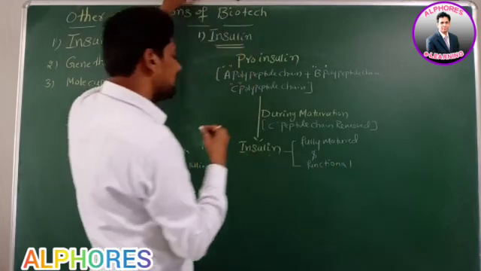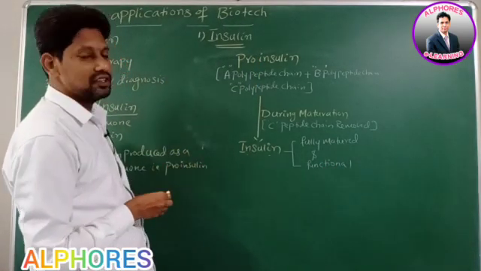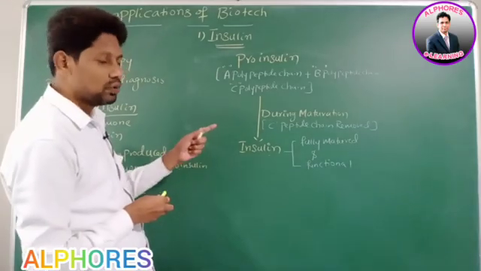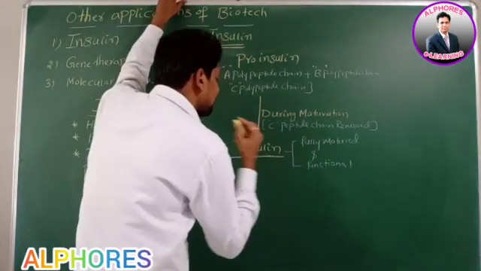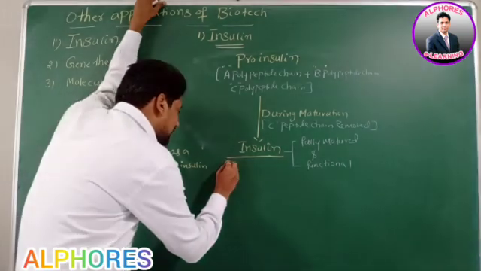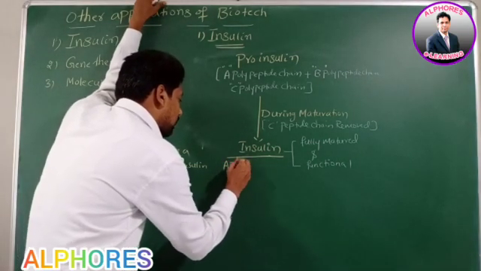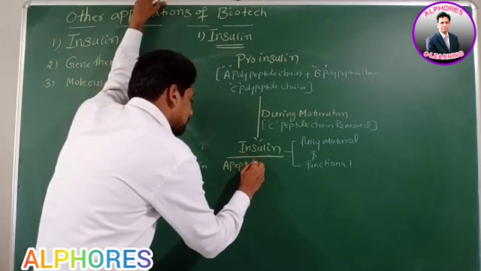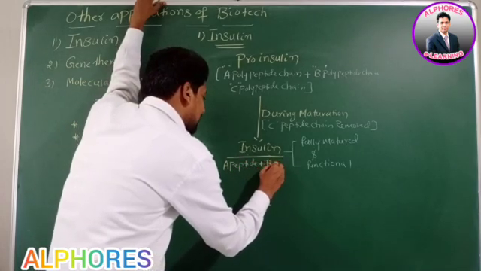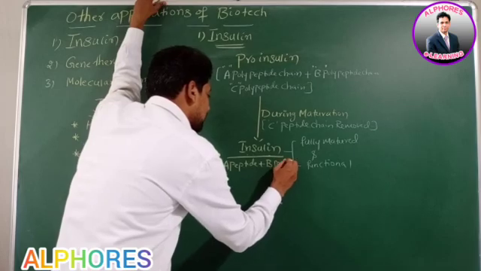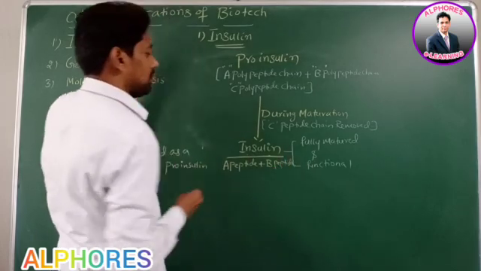This fully matured functional insulin contains what and what? It contains A peptide chain as well as B peptide chain.